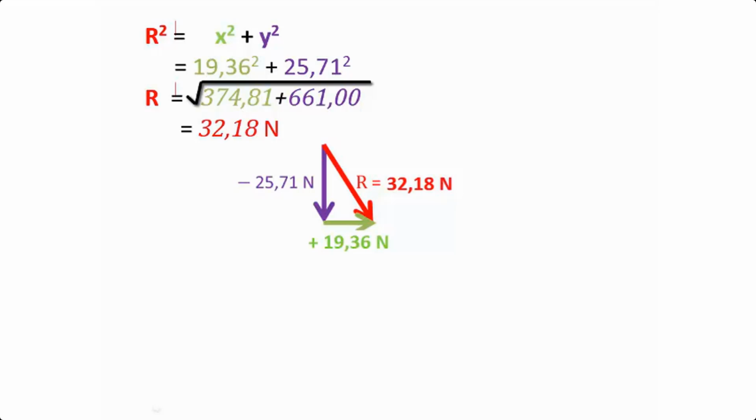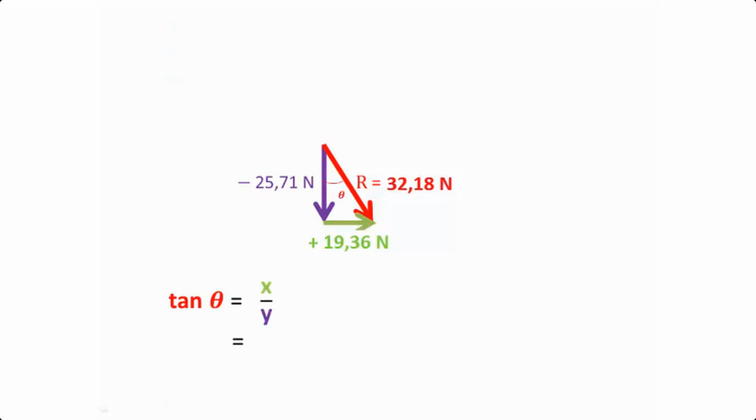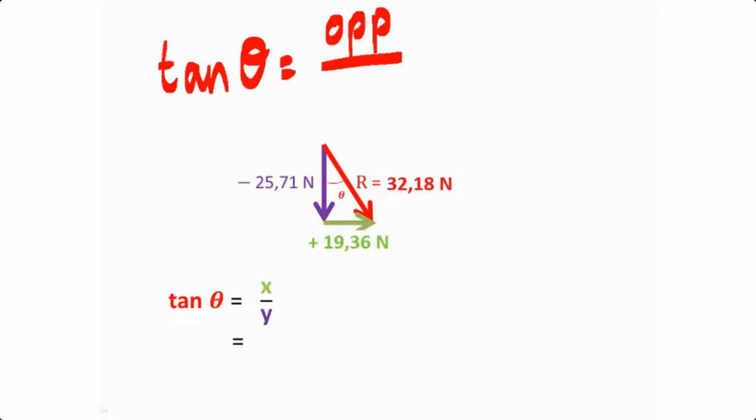But remember that the resultant is a vector. So it doesn't only have magnitude, it also has direction. So we have not finished yet. But because this is a right angle triangle, we can make use of trig. That angle there is theta, and so we can make use of tan theta. Now let me just explain. Tan theta always means opposite over adjacent.